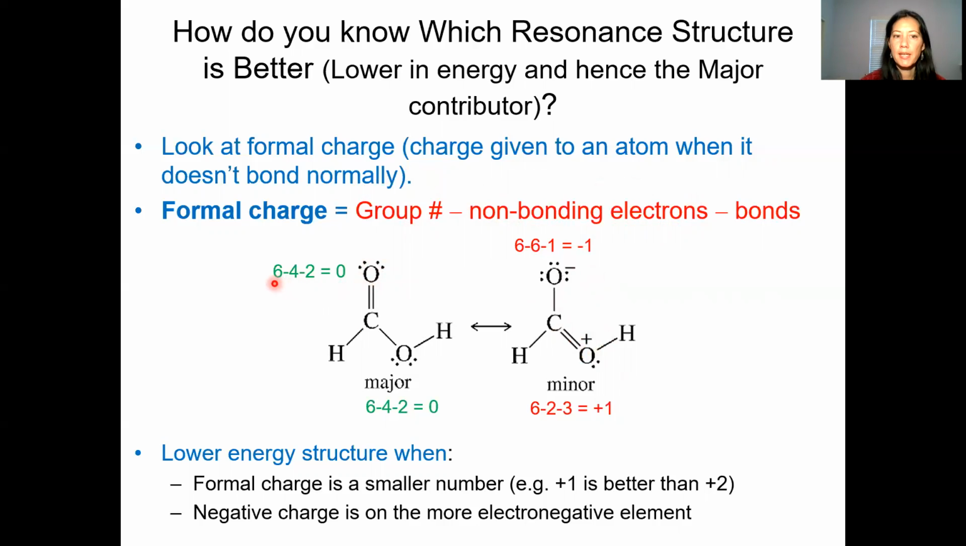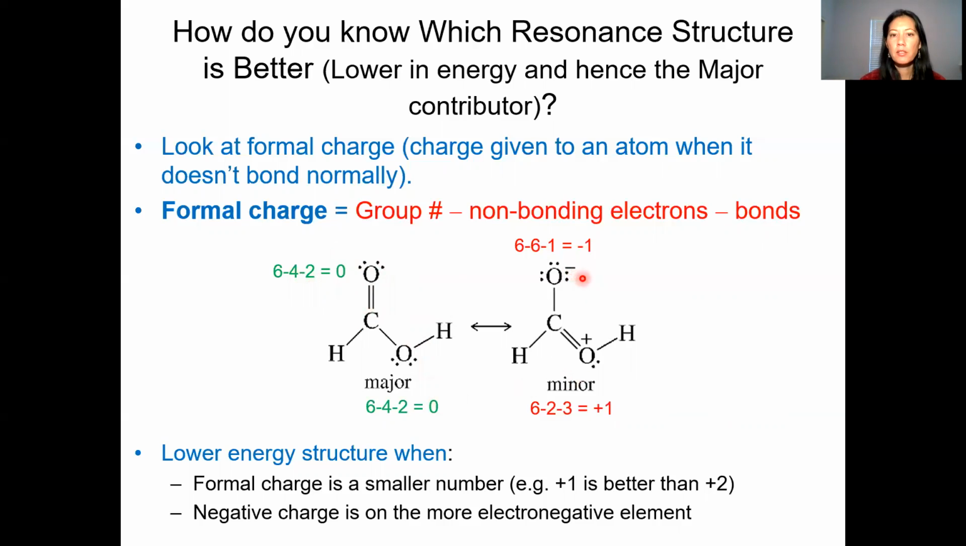The group number is 6, minus the non-bonding electrons. So 1, 2, 3, 4. Minus 4. And then minus the number of bonds, 1, 2. Minus 2, so that's how we arrive at 0. So anytime you have oxygen with 2 bonds and 2 lone pairs, you'll always get a formal charge of 0. That's its happiest state. Anytime you are different than this normal type of bonding, you'll have a formal charge.